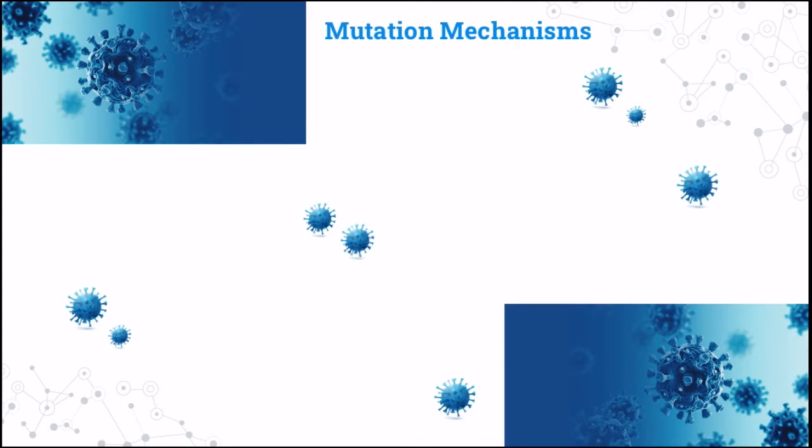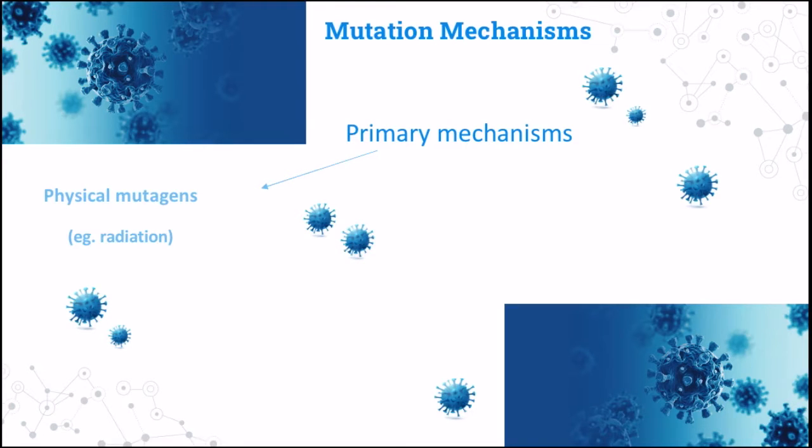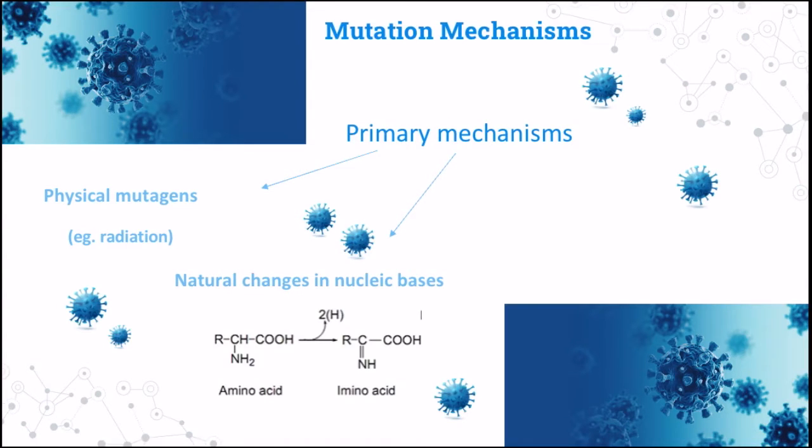And there are three primary mechanisms to explain this. First, there are physical mutagens like UV light or X-rays. Secondly, there can be natural changes in the nucleic bases, as you can see in the image. And thirdly, nucleic acids can be replicated incorrectly just by the fault of an enzyme. For coronavirus, it is not known what exactly caused the change in nucleic acids.